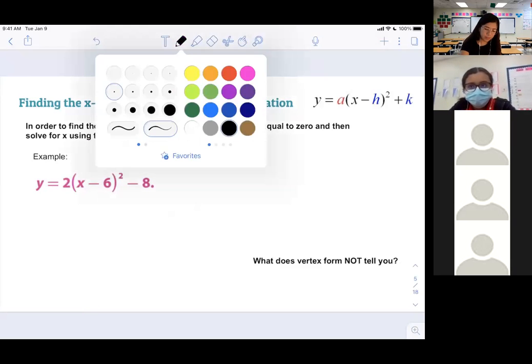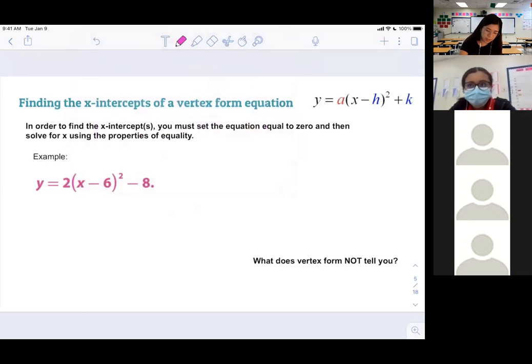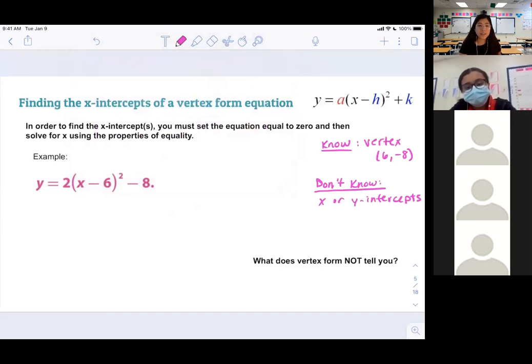Let's write it down. So we know the vertex. And like we said before, it's at 6 comma negative 8. What we don't know is the x and y intercept. X or y intercepts, yeah. So let's see if we can figure out the x-intercepts.